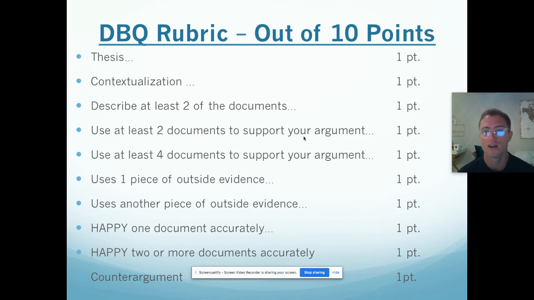Contextualization is exactly the same. We still have contextualization, 5 to 7 sentences setting the stage. The thesis and your contextualization will make up your first paragraph. So your first paragraph is the same as always. And then things get a little bit different.